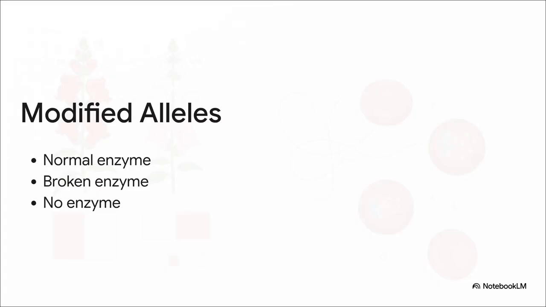So the crucial point is what happens when that recipe gets changed or modified. A modified allele could theoretically produce one of 3 things.